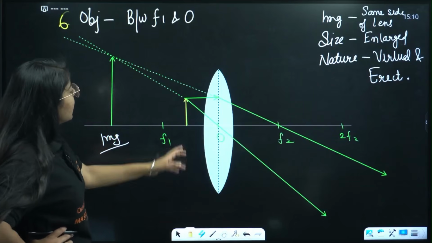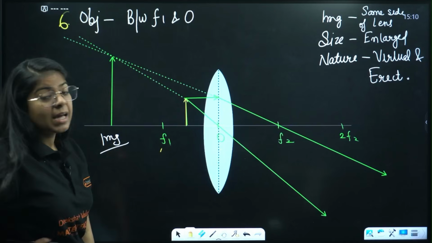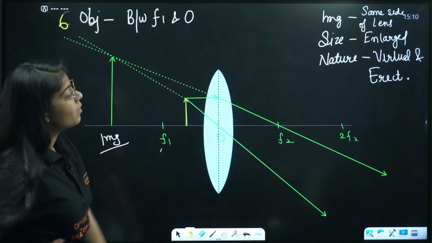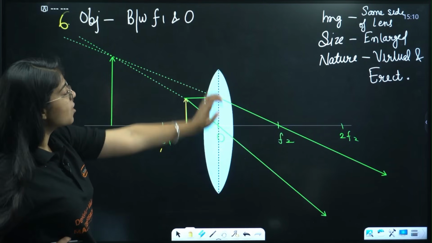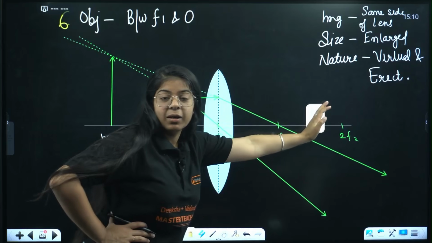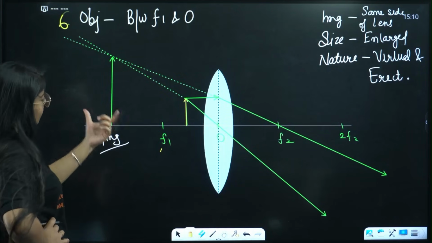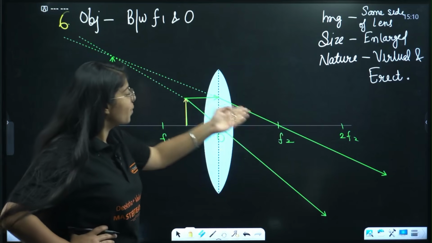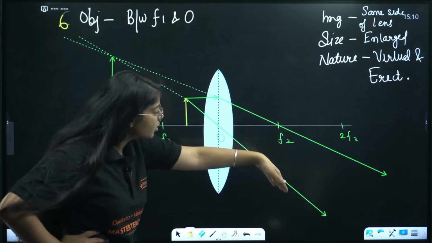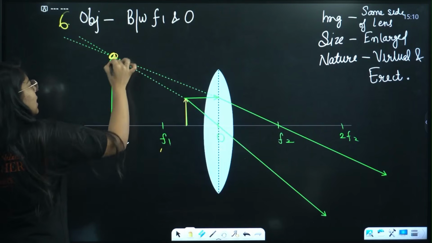Sixth case, the object is between F1 and O. Now in this case, just like concave mirror, this is an exception. The image will be virtual and direct, size will be enlarged. In concave mirror, the image is formed on the right hand side, but in case of lenses, the image will be formed on the left hand side. So this will be the image. One ray goes parallel and through focus, we extend it back. Another ray goes through the optical center, we extend it back. Somewhere they meet, and this is my image.